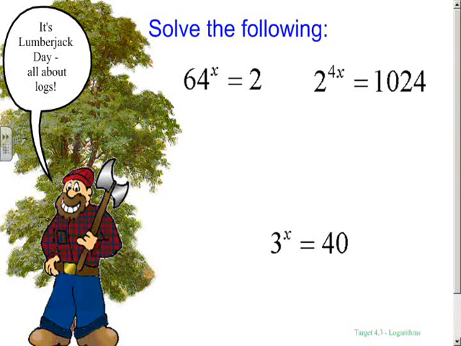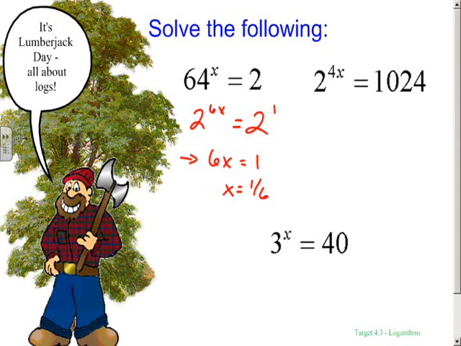And for the first couple, we had to find the same base. So this would be 2 to the first. 64 would be 2 to the 6th, because 2, 4, 8, 16, 32, 64. So this would become 2 to the 6th x power. And then once again you have the same bases, so then 6x is equal to 1, so x would equal 1/6.